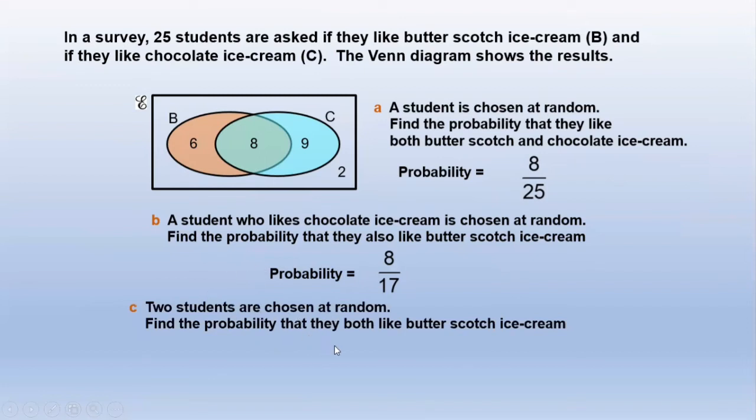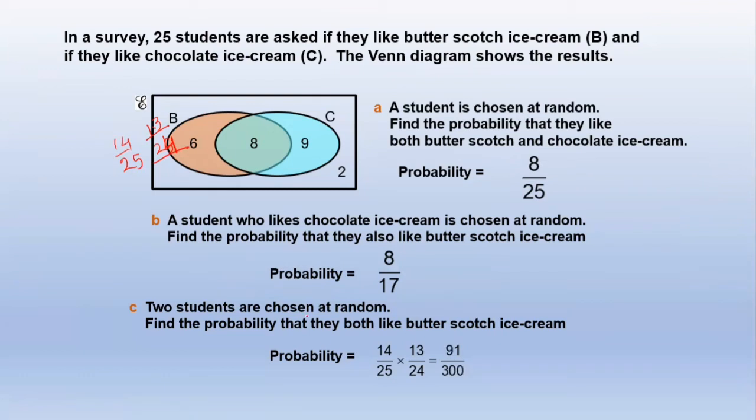Another question now: two students are chosen at random. Find the probability that they both like butterscotch ice cream. For example, I'll choose one student first. If I choose one student, it is going to be 6 plus 8, 14, divided by the total number of students, which is 25. Okay, and the one chosen is already taken out. So because one was already chosen, it is now 13 upon 24. And then we take the product of this, which is 91 upon 300.